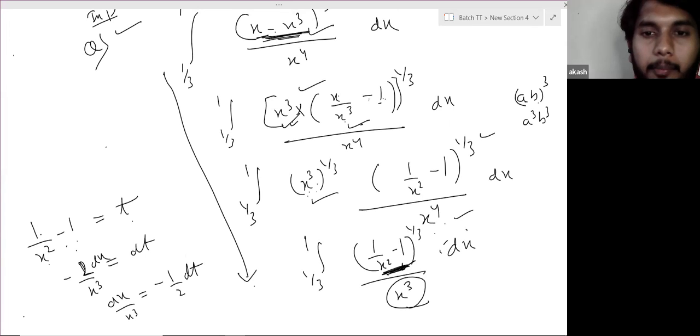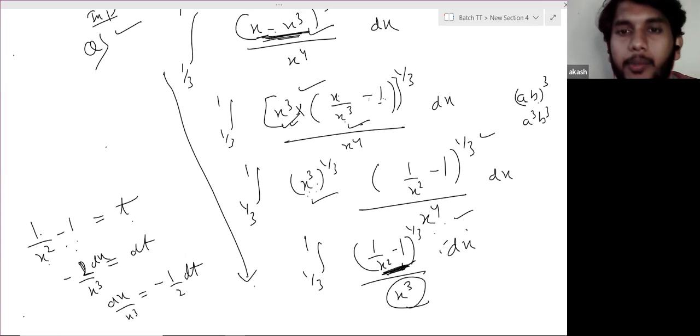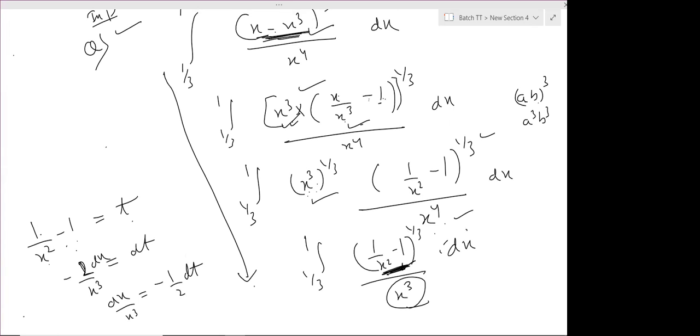You're having problem finding what? In every question, like when I do NCERT, I get problem while finding what is t and what is dt. What should be the approach? What is t and dt? Like in substitution? Yes, sir.